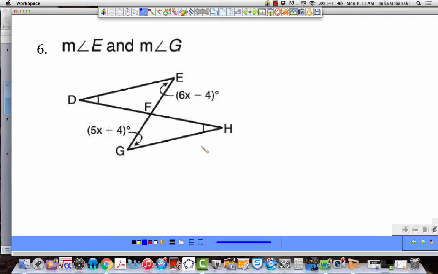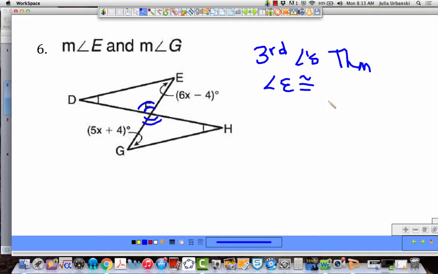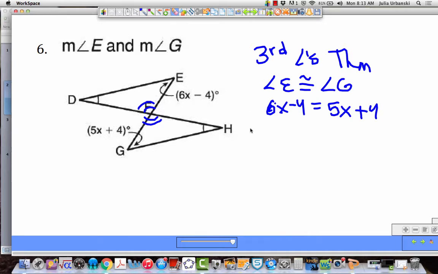Where? These vertical angles, right? These two angles automatically match without them having to tell us. So by the third angles theorem, when two pairs of angles match already, then the third one matches as well. Angle E is congruent to which one? Angle G. So you plug it in. E is 6x minus 4, and G is 5x plus 4. And you solve, and then you plug it in.